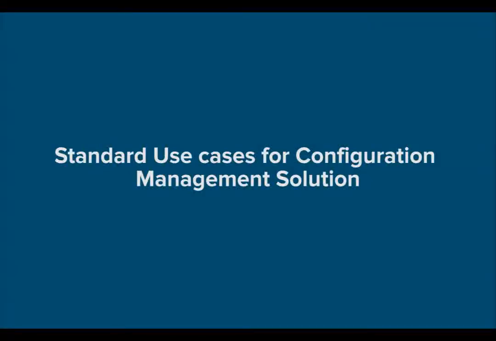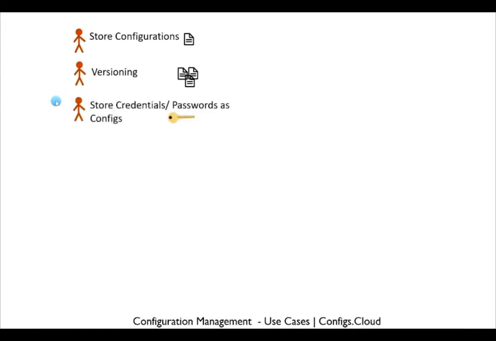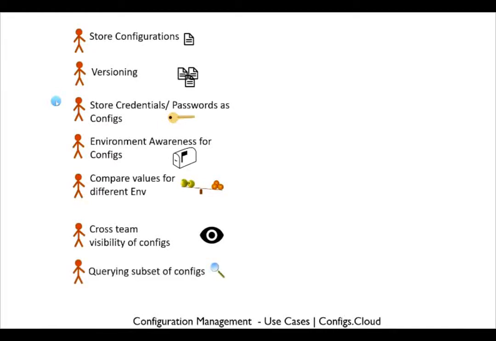So let's discuss what the ideal use cases are for a standard configuration management solution and what Configs.Cloud brings in. A standard configuration management solution should be able to store configurations at the very minimum and be able to version each of the config updates. It should be able to store passwords securely along with other connectivity settings. Each config should be environment aware and one should be able to compare values between environments. Management or other teams should be able to view configs when needed. One should be able to query config for a subset, rather than always dealing with a large set of configs.